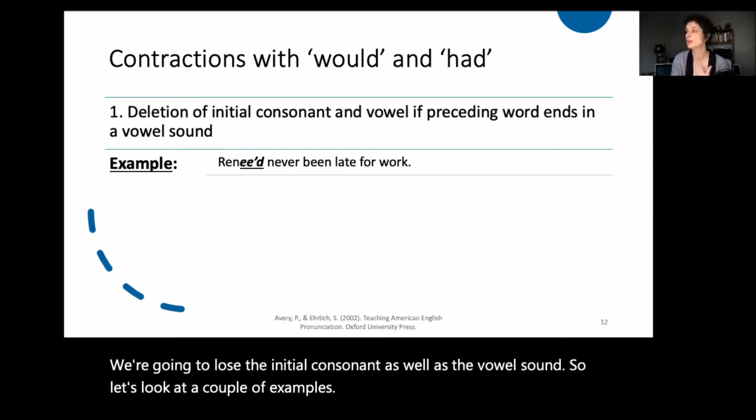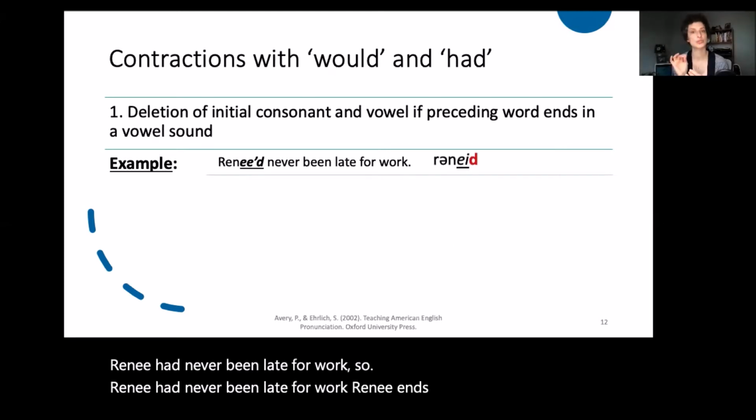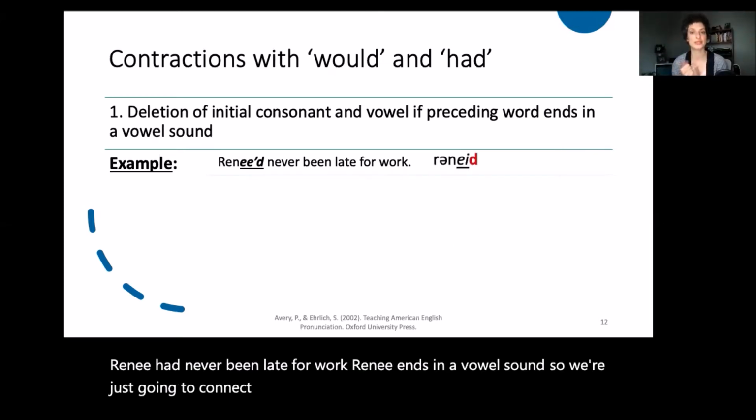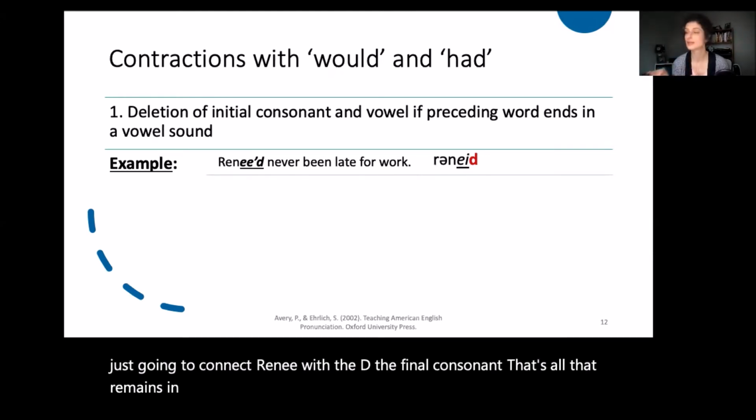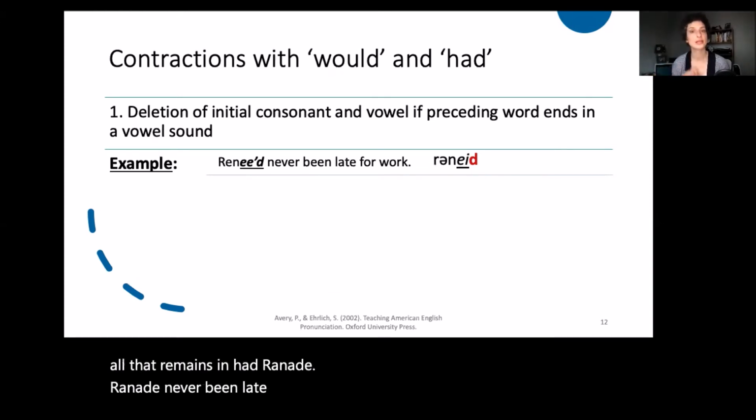Renee had never been late for work. Renee ends in a vowel sound, so we're just going to connect Renee with the D, the final consonant. That's all that remains in had. Renee'd never been late for work.